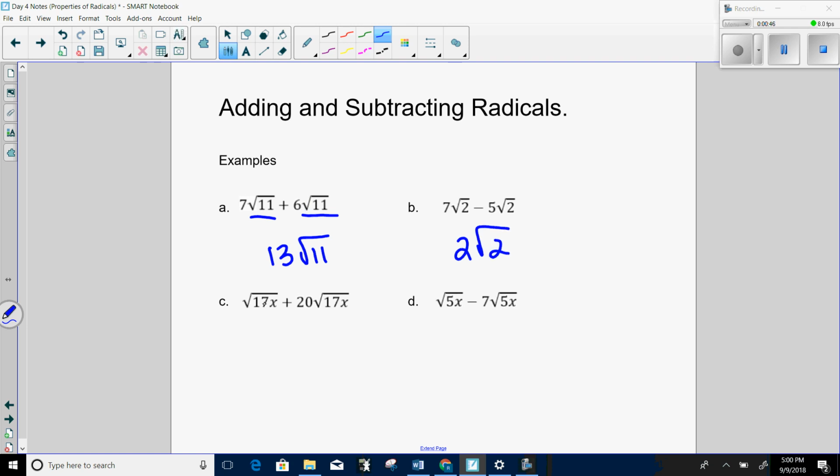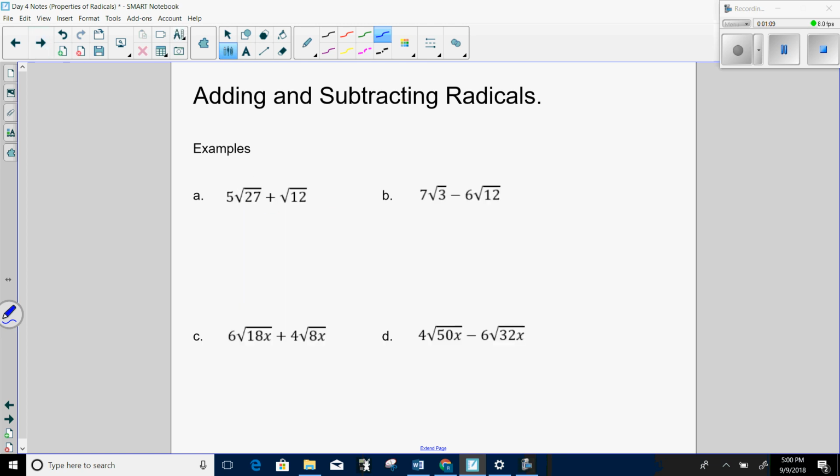Here, you have square root of 17x plus 20 square root of 17x. Remember, there's a 1 in front. So you have 21 square roots of 17x. D, you have square root of 5x minus 7 square root of 5x, so you have negative 6 square root of 5x. And you just add like terms.